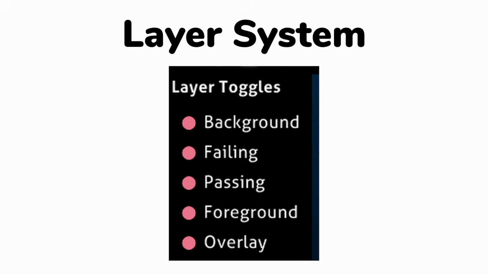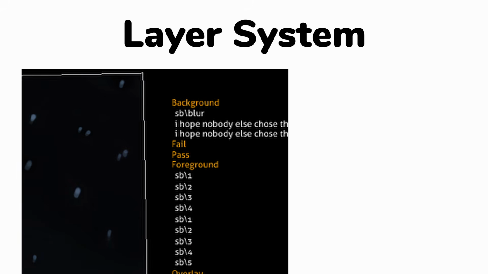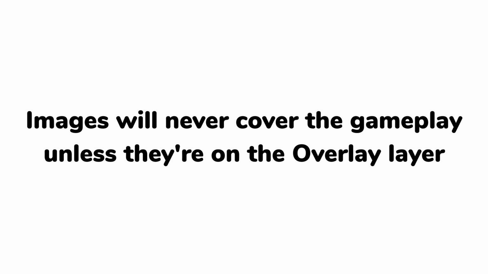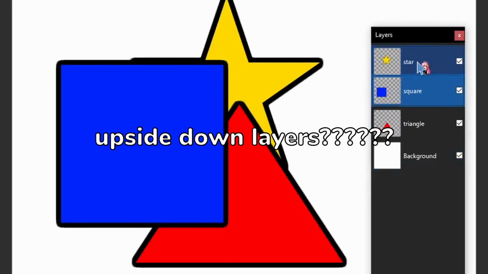These layers are called main layers, and they are background, veil, pass, foreground, and overlay. Every main layer has its own priority as well, so every image in the background layer will always show up below the foreground layer. We will cover some of these layers in future episodes. All you have to know is that images will never cover the gameplay unless they're on the overlay layer. Also, if you've used layers in anything design related, this order may come off as weird, but the bottom to top priority is how OSU does it, sadly.